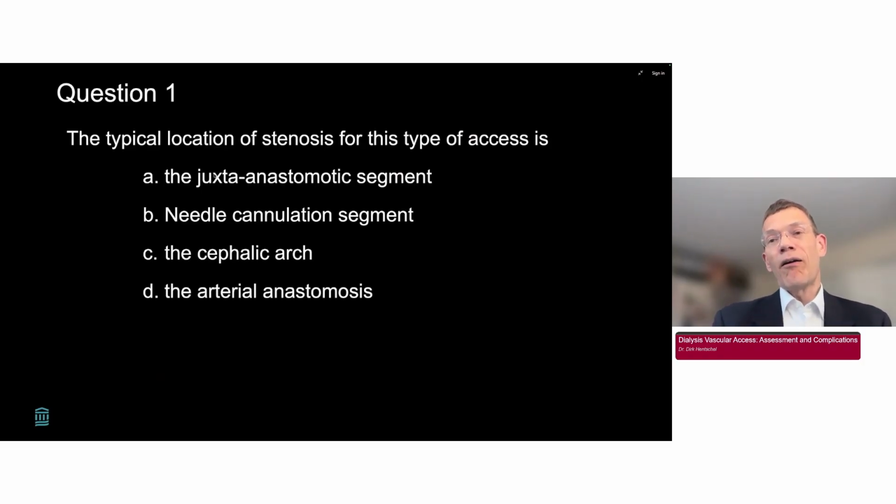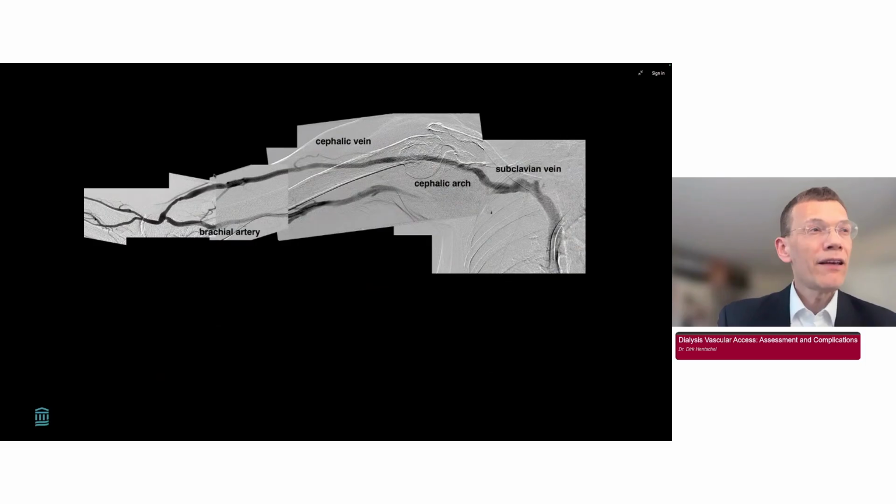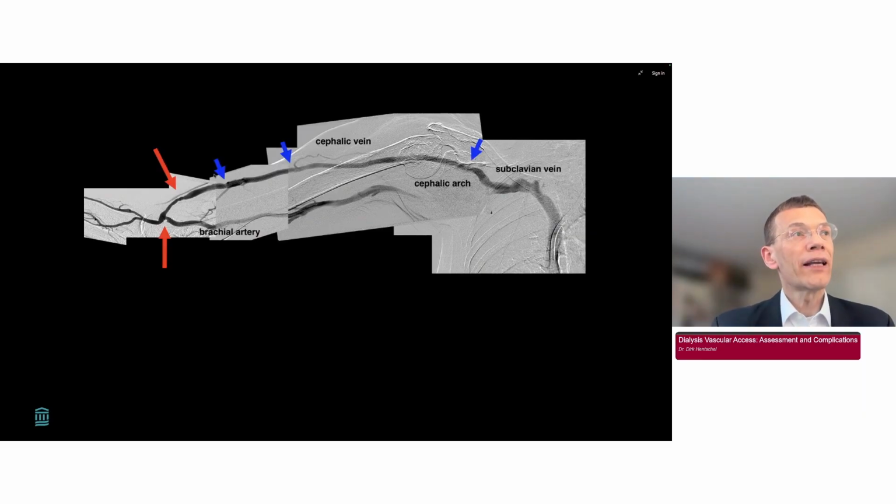This is an upper arm brachial artery to cephalic vein fistula. The most common hemodynamically relevant stenosis will be found in the cephalic arch. Here you have an angiogram where you can see the brachial artery at the bottom, and a relative narrow spot in the juxtaanastomotic segment. But it turns out that even with narrowing down to 3 or 4 millimeter, flows up to 2000 are still possible. So the key issue is really looking at the outflow vein issues.